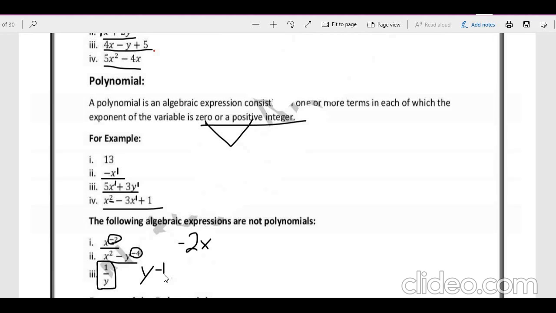So it's clear from the definition that for a polynomial, the exponents must be 0 or a positive integer. Otherwise, an algebraic expression whose exponents are not 0 or positive integers is not a polynomial at all.